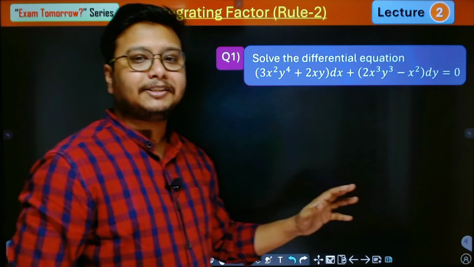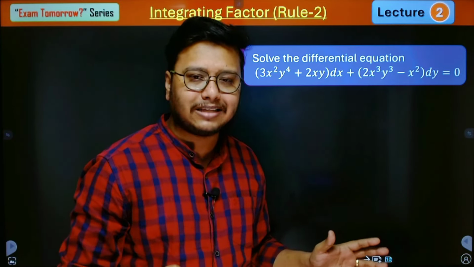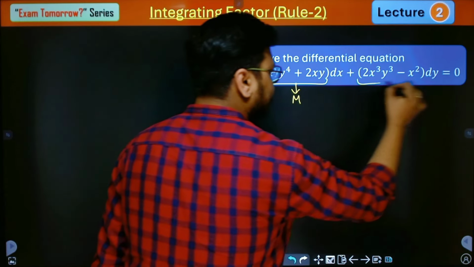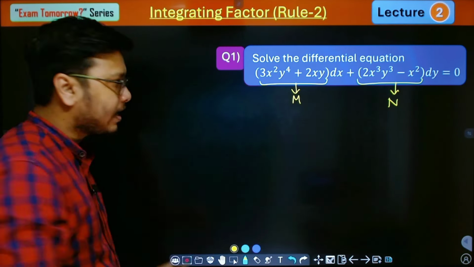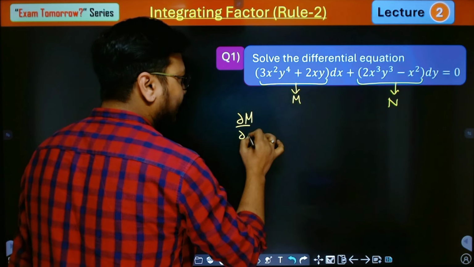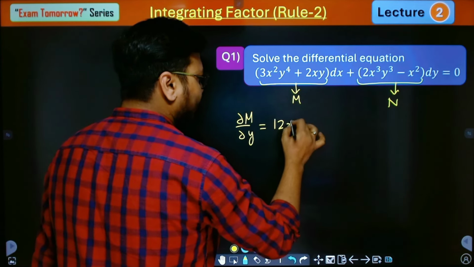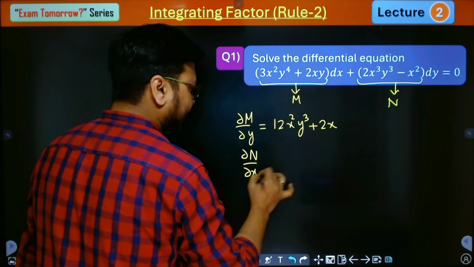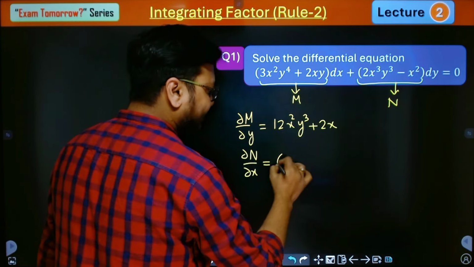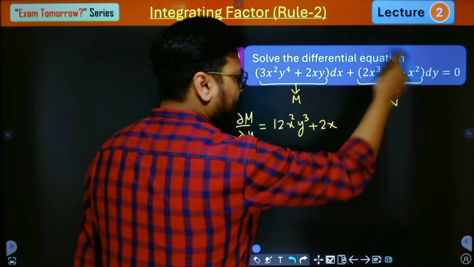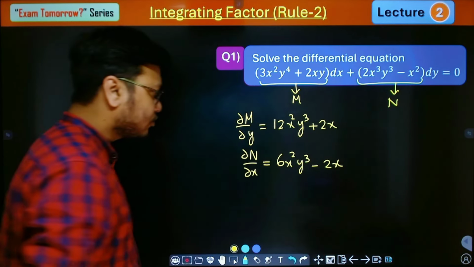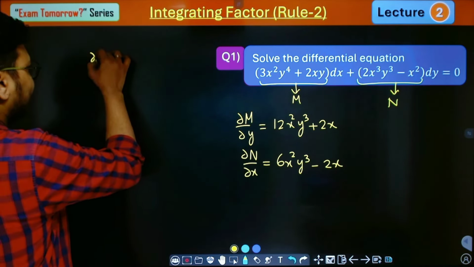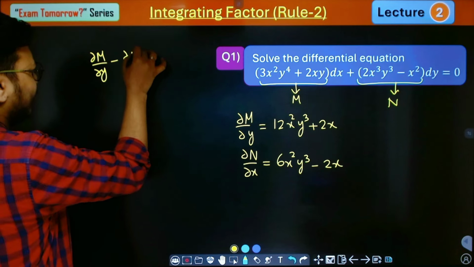First we need to again check whether this is exact or non-exact. Definitely it's not going to be exact, but we have to check every time. Okay, so this is our m, this is our n. I'll just fast track the calculation here. So del m del y is 12x square y cube plus 2x. Del n del x is 6x square y cube minus x square, which becomes minus 2x. Obviously both are not the same, so I need to take the subtraction of the two: del m del y minus del n del x.